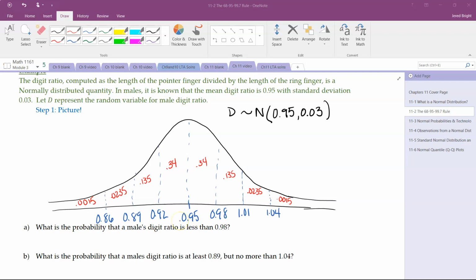So you can see I counted, I added, as I went this way, I added the standard deviation every single time. And then as I went to the left, I subtracted the standard deviation. So anyway, there we go.